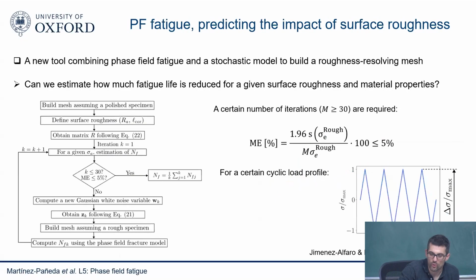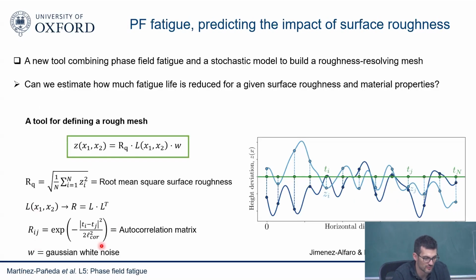So the way we work normally in this framework is that first we build a mesh, assuming a polished sample. Then we define the surface roughness through these 2 parameters, Ra and L correlation. These 2 parameters can uniquely define the roughness of your mesh. Then you obtain this R matrix that you calculate here, so this equation here.